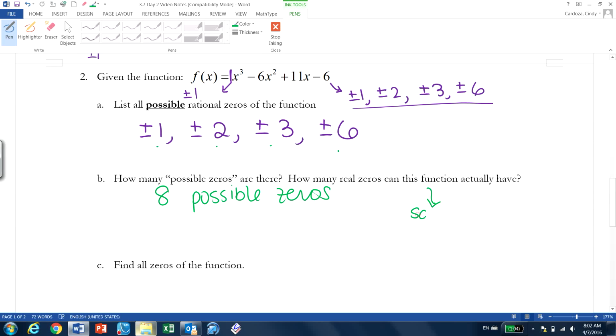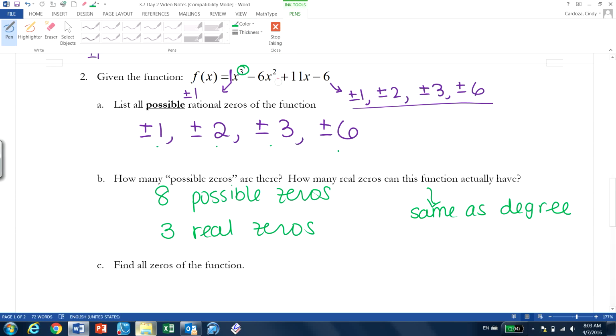How many real zeros can the function actually have? Remember, that is the same as the degree. So the degree of this polynomial is 3, so this function can only have 3 real zeros. So all of these numbers can't be our zeros, right? These are just possibilities. That's really what I want you to understand: only 3 of them out of this list are actually going to be our zeros, okay?